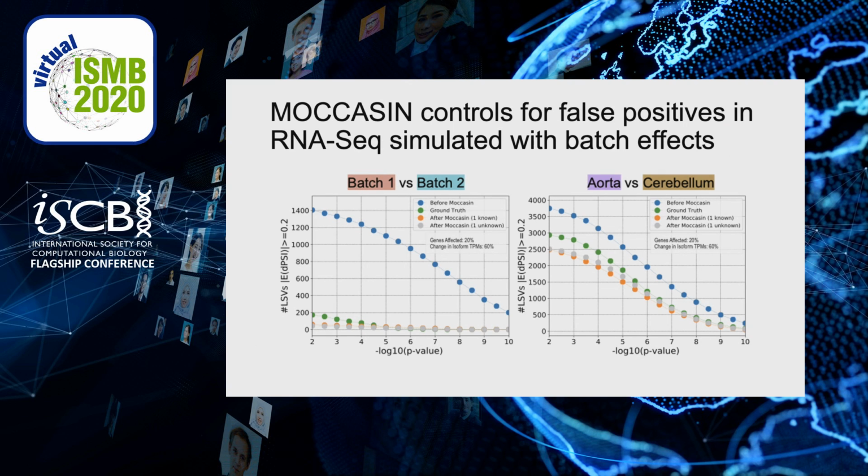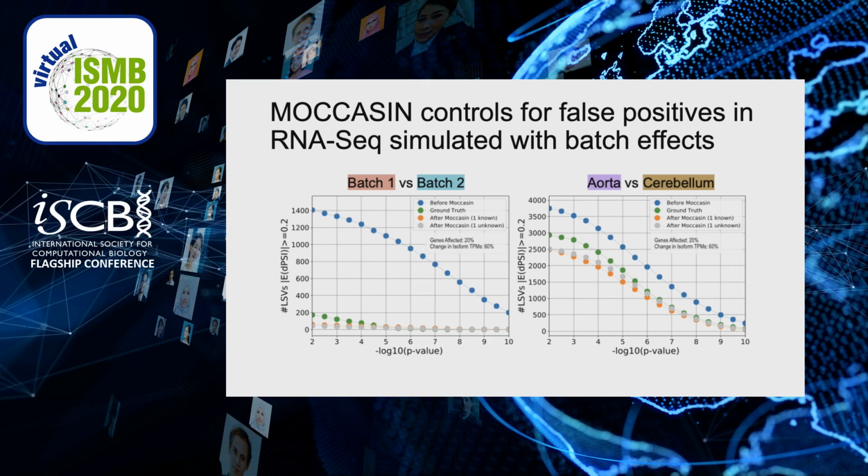We first tested MOCCASIN on simulated RNA-seq of mouse aorta and cerebellum samples. We simulated a ground truth set of samples in green, and we simulated samples in which half were injected with a batch effect in blue. I'm showing here the number of differentially spliced LSVs on the y-axis as a function of the difference's significance on the x-axis. On the left are splicing differences between the batch 1 versus 2 samples. As you can see in blue, we've injected a strong batch effect that didn't exist in the green ground truth.